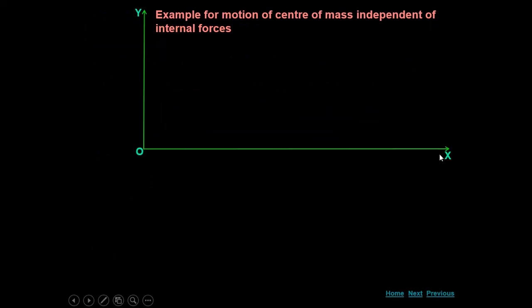Example of center of mass independent of internal forces. I will take one example. Before that, I'm going to take an xy plane. In that xy plane, the acceleration acting on the particle is minus g j. It is acting vertically downward. This is the acceleration due to gravity. So along the y-axis, we take a unit vector j, and since it is acting downward, we take a negative sign. So this is a parabolic path.